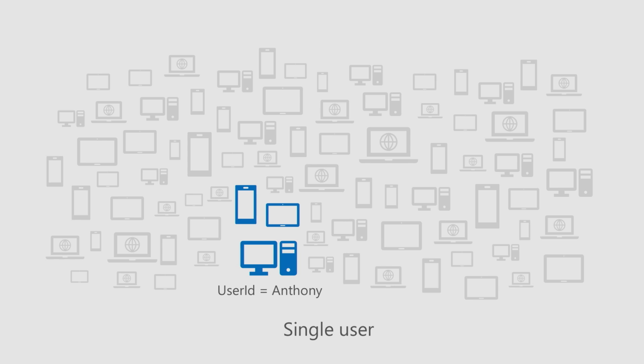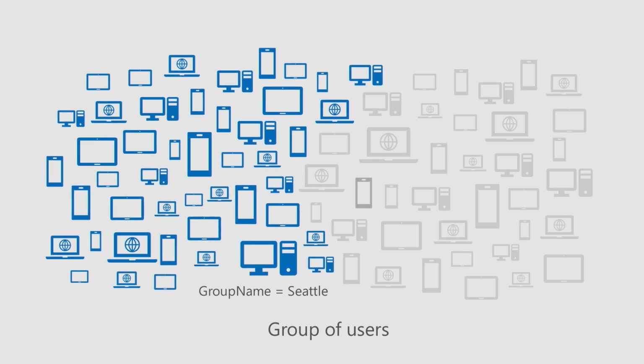Anthony has a desktop, an iPad or a tablet, maybe a Surface, and a phone. And we can target all of those devices, or we can target a single device. Or we can target arbitrary groups. So imagine you had a chat application that had chat rooms. A group could be a different chat room.